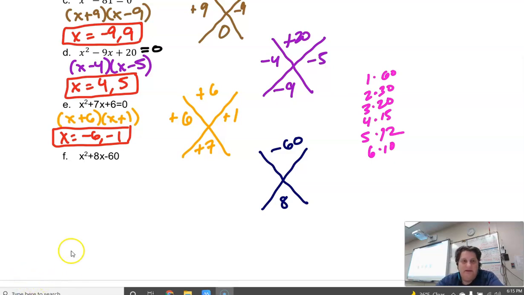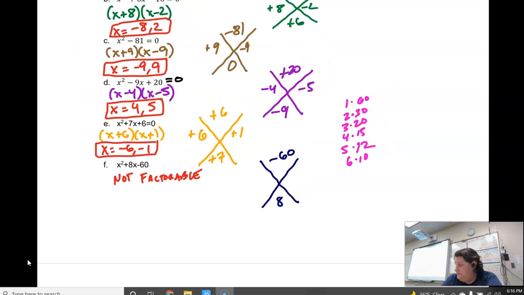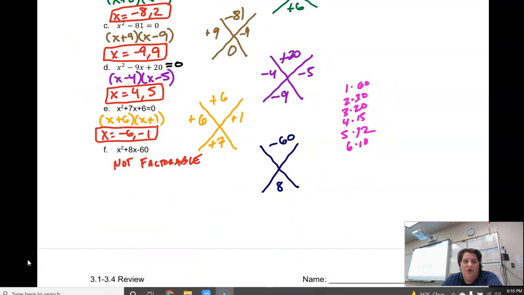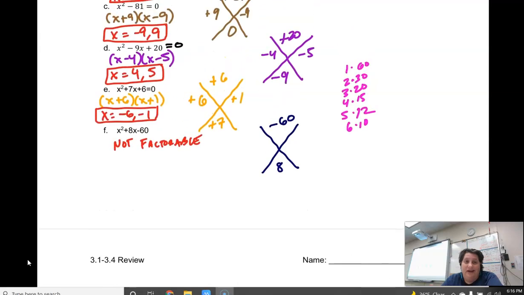I think that this is not factorable. Okay, and I was absolutely right. This is not factorable. I have a feeling that was a typo. I don't think we were trying to give you not factorable ones on this review sheet. So we can always change that to something that actually does factor out. But that one is not factorable.